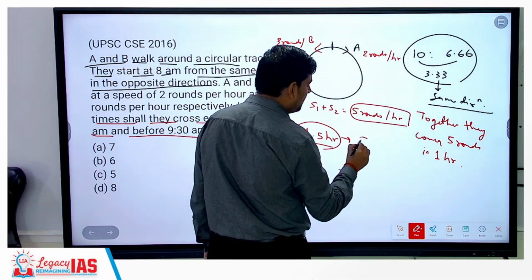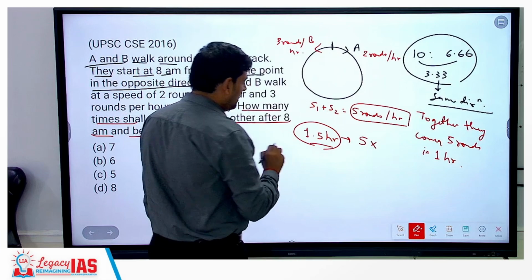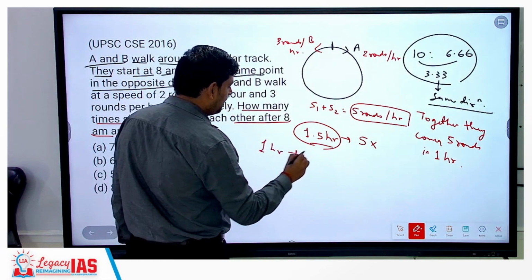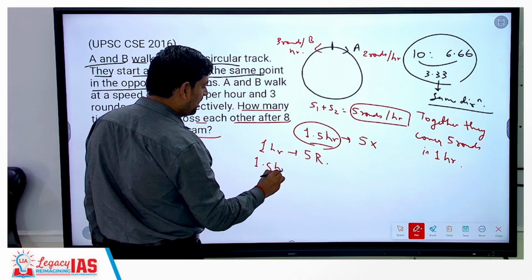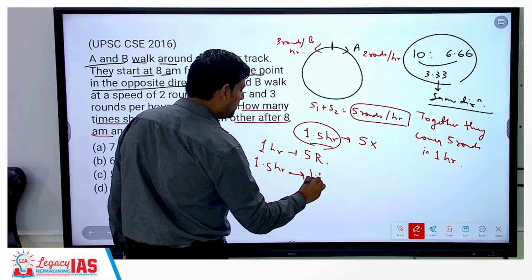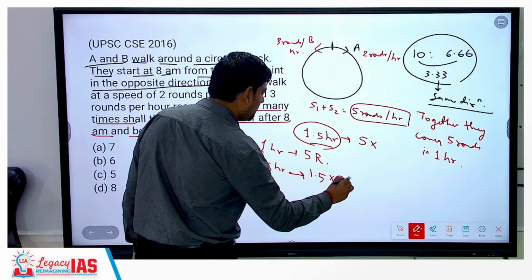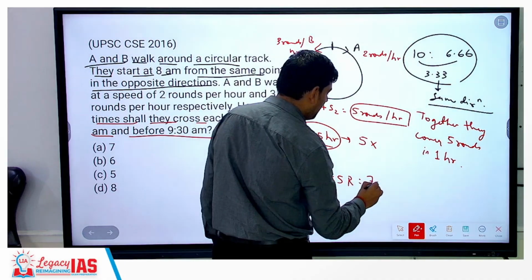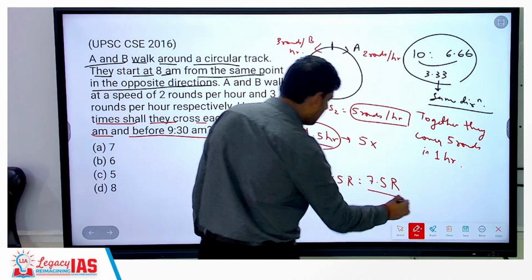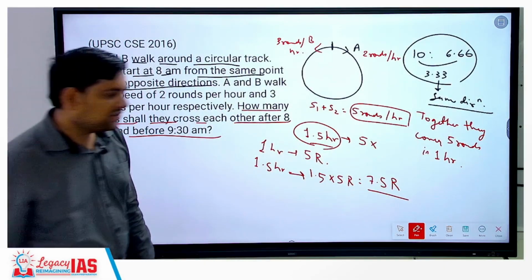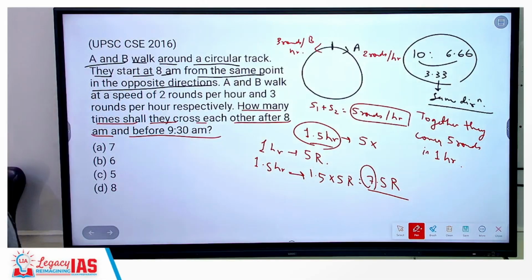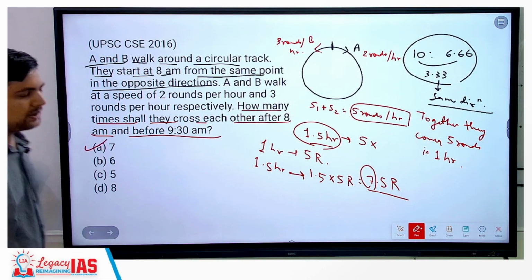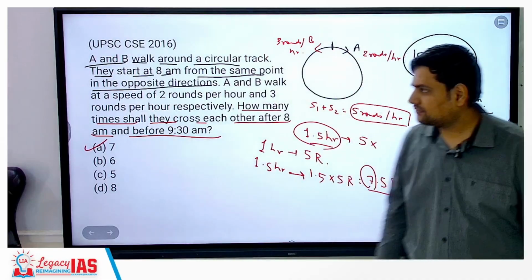Now in 1 hour they complete 5 rounds. So in 1.5 hours they will complete how many? 1.5 into 5 rounds, that is 7.5 rounds, correct? Again you will take this whole number, this is the number of times they will meet, so answer becomes 7. That's it.